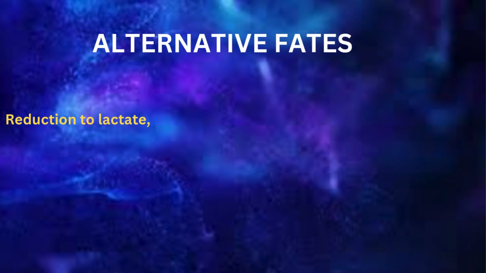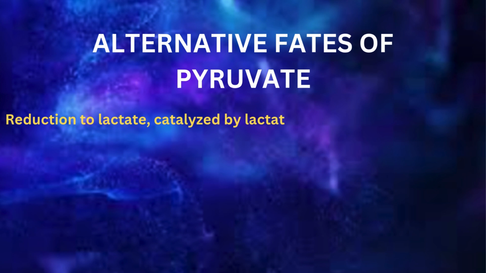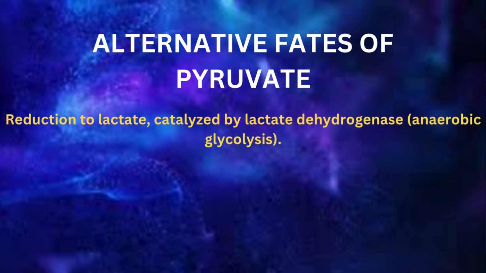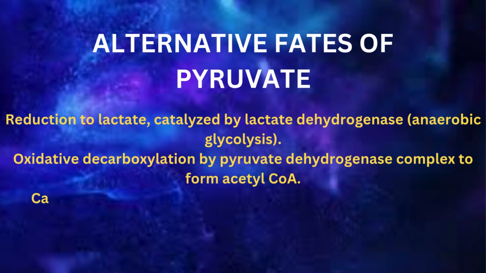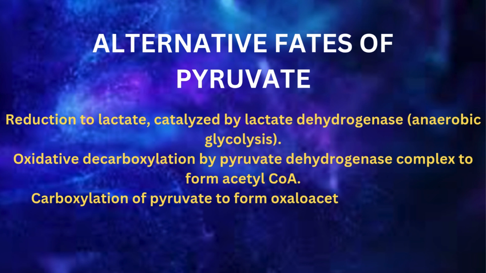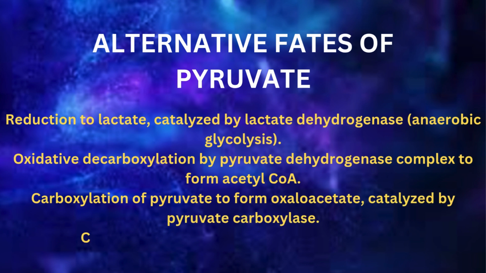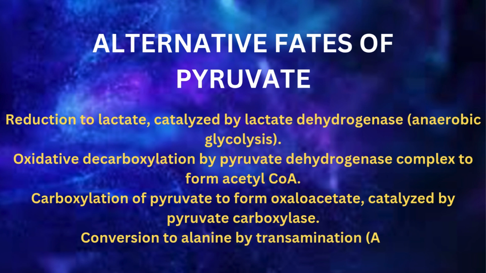Alternative fates of pyruvates. Different things can happen to the pyruvate generated from glycolysis, under different conditions. Here, we will look at 4 major things that could happen. 1. Under anaerobic condition, the pyruvate is reduced to lactate by lactate dehydrogenase. This reaction is very essential to regenerate NAD+, which is a substrate for glyceraldehyde 3-phosphate dehydrogenase, thus enabling the continuity of glycolysis.